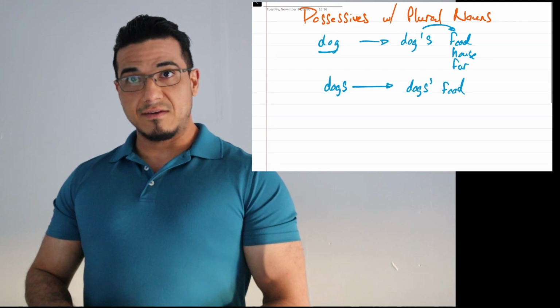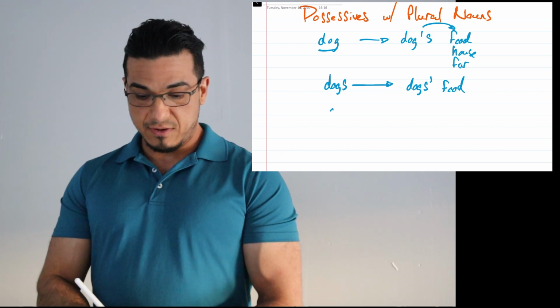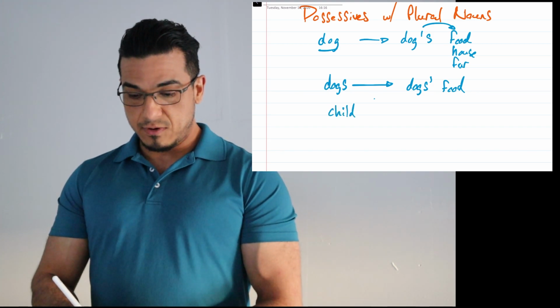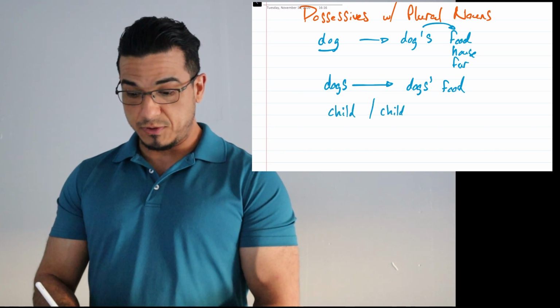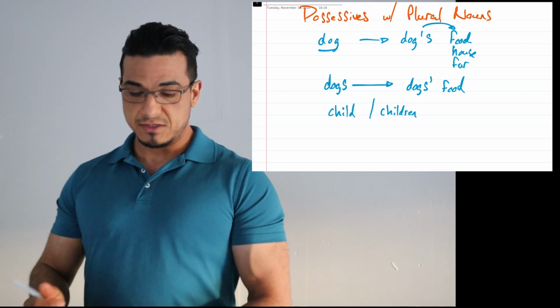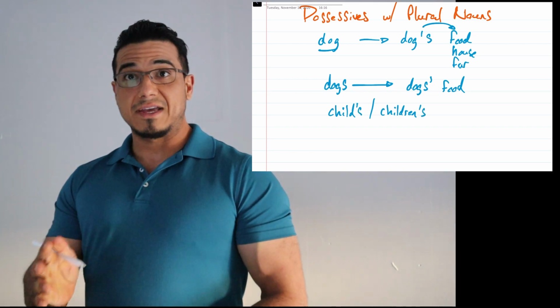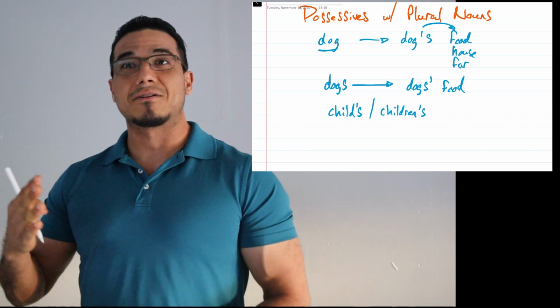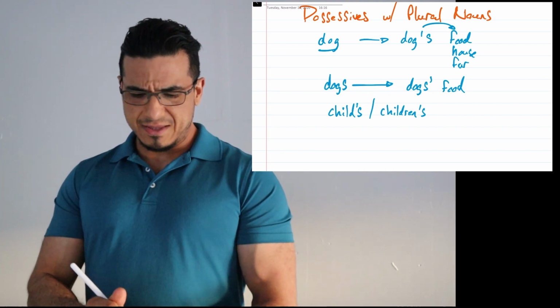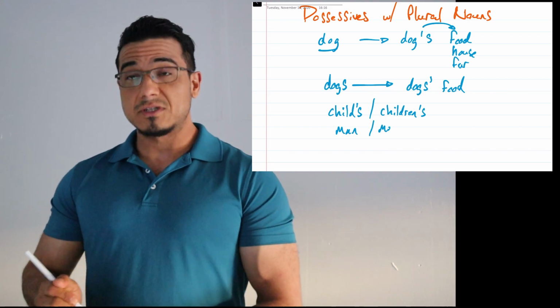Where things get a little iffy is when it comes to irregular words, like, for example, you have a child, which is singular, or you have children, which is its plural variant. However, because it's irregular, the spelling of the word itself will change. So in this case, it would still be apostrophe S for both singular and for its plural variant. The same thing for the irregular word like man, which is singular, or men, which is plural.